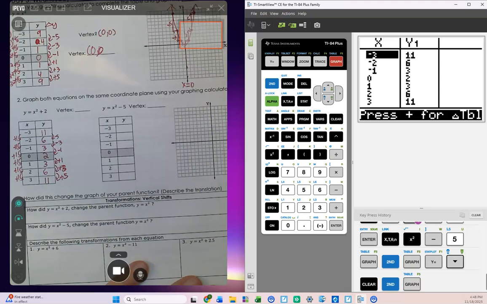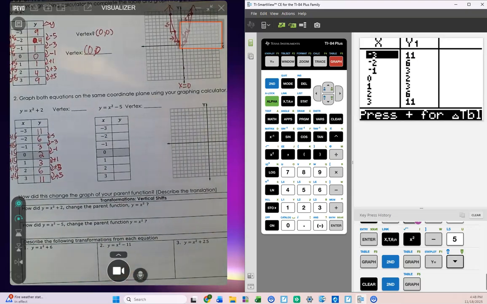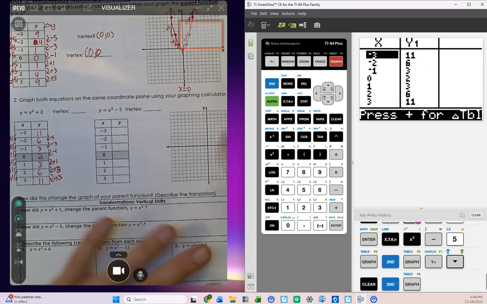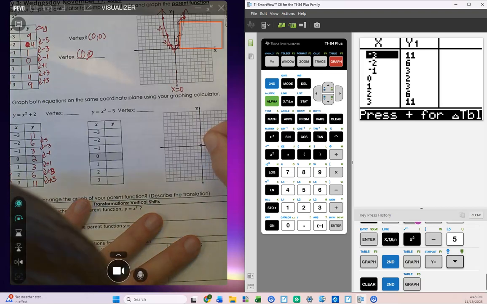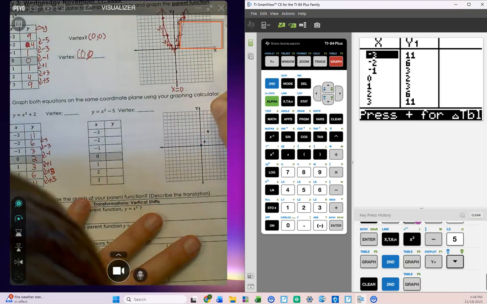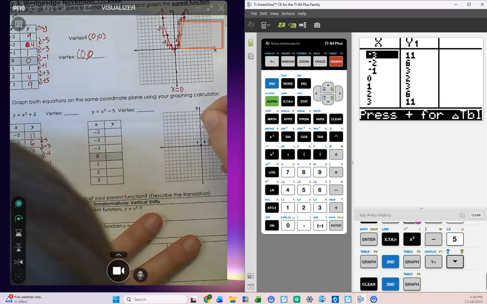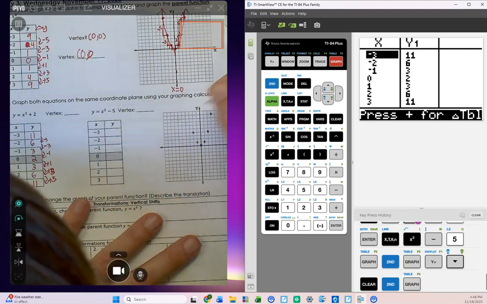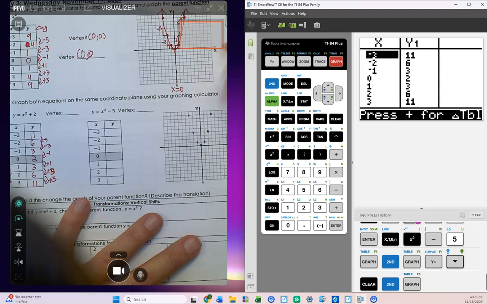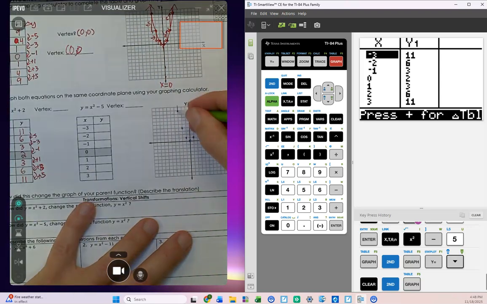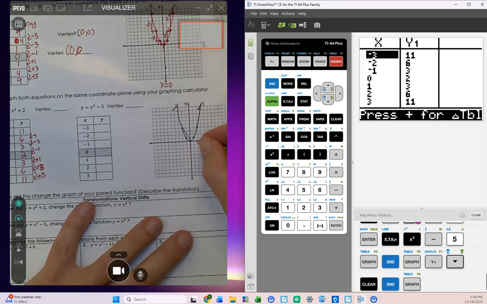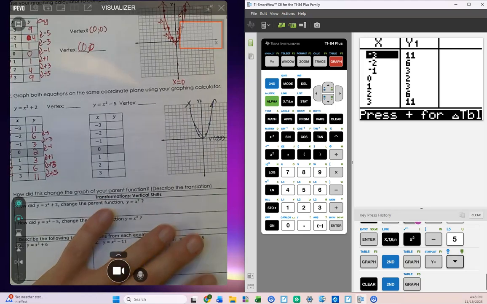So let's go graph that. It always wants you to compare it to the parent function. So here's the parent function, just like the one above it. Okay, so there's the parent function. Okay, the vertex was 0, 0. All right, let's graph the new one.